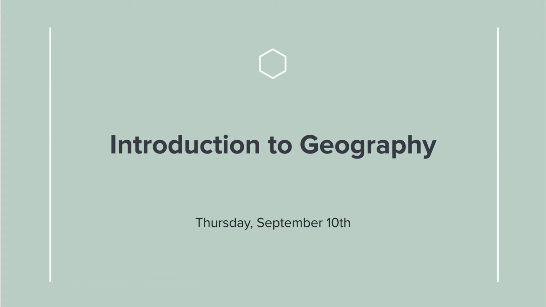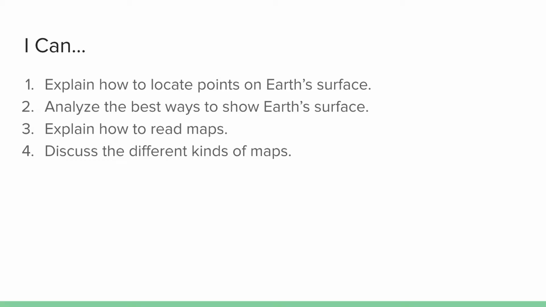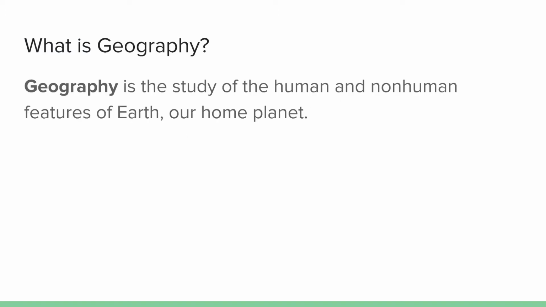6th and 7th grade. So today we're going to do an introduction to geography. So let's get started. Your I can statements for this lesson are: number 1, I can explain how to locate points on Earth's surface. 2, analyze the best ways to show Earth's surface. 3, explain how to read maps. And 4, discuss the different kinds of maps.